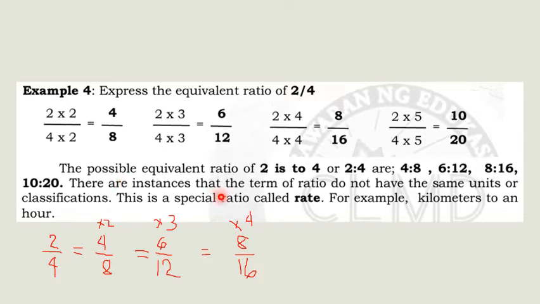So, meron din pagkakataon na magkaiba yung term ng ratio tulad ng kaninang example, yung sa 25 centavo at saka sa piso. So, pag magkaiba ng unit, yung dalawang number na nasa ratio, ang tawag doon ay rate. For example, kilometers to an hour. So, ilang kilometro sa isang oras. Halimbawa, ganon. So, magkaiba. Kilometer yung isa, distance yun. Yung isa naman ay oras or hour.